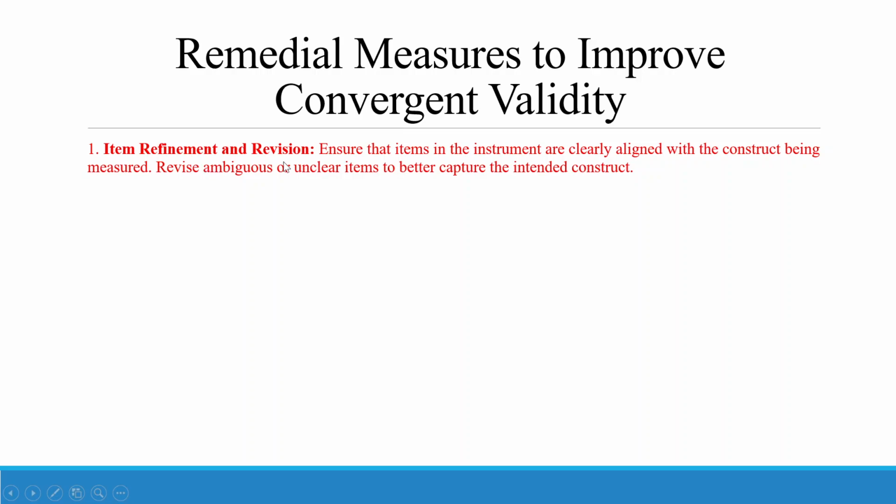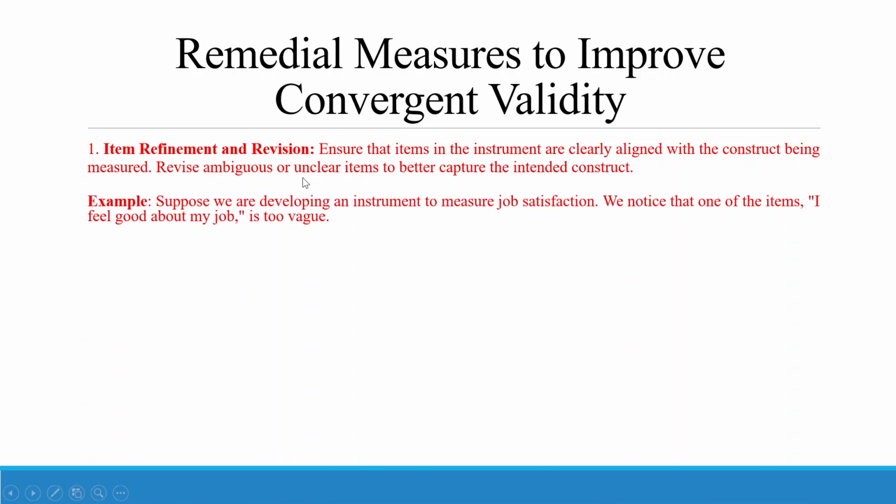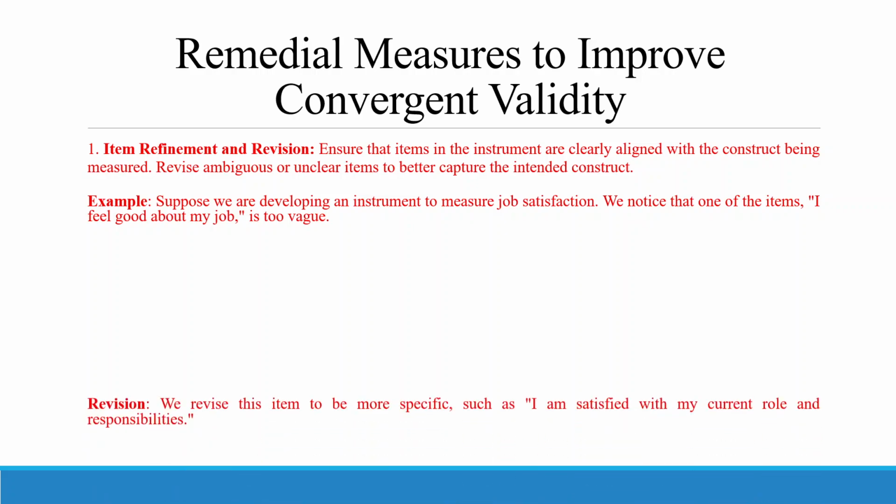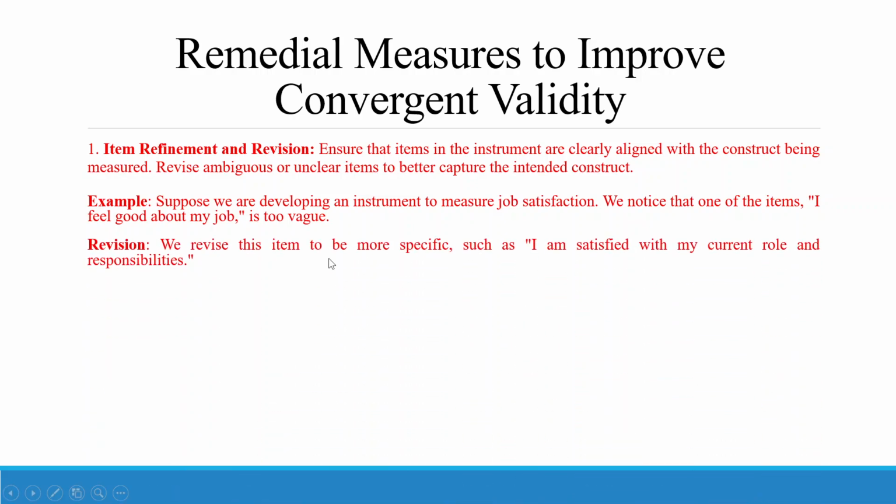Item refinement and revision. Ensure that the items in the instrument are clearly aligned with the construct being measured. Revise ambiguous or unclear items to better capture the intended construct. Example, suppose we are developing an instrument to measure job satisfaction. We notice that one of the items, "I feel good about my job," is too vague. We revise this item to be more specific, such as "I am satisfied with my current role and responsibilities."